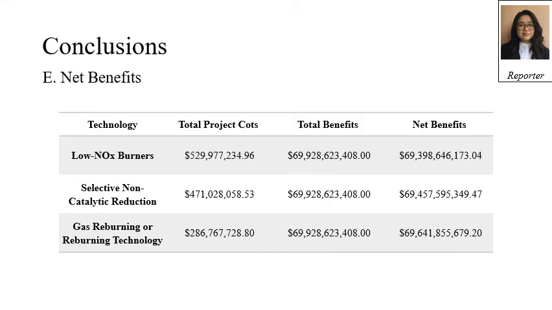Considering the total project costs as well as the total benefits of the three technologies, the net benefits can be calculated by subtracting the total project cost from the total benefits, which equates to 69,928,623,408. Based on computations, the highest net benefit is that of gas reburning or reburning technology.